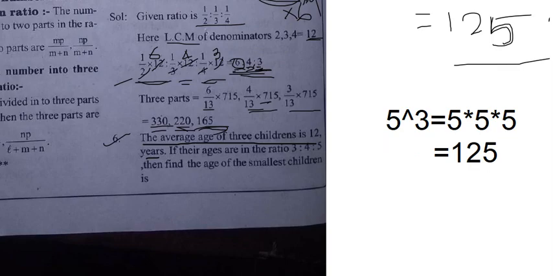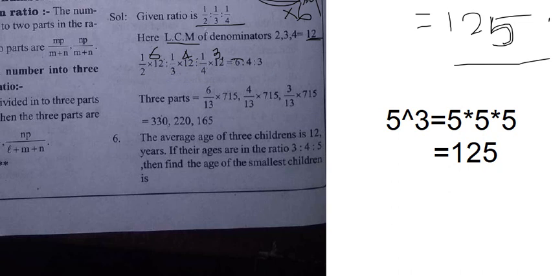Next, if their ages are in the ratio of 3:4:5, they have given us the ratio. And they are asking us to find the age of the smallest child. In these 3 children, who is the smallest one? They gave the average and the ratio, but they have not given the actual ages. We need to find the ages.